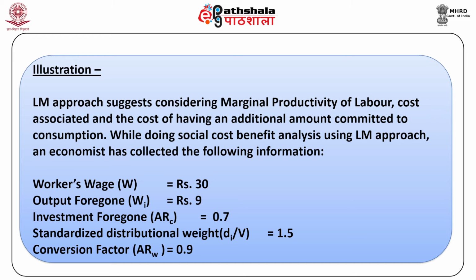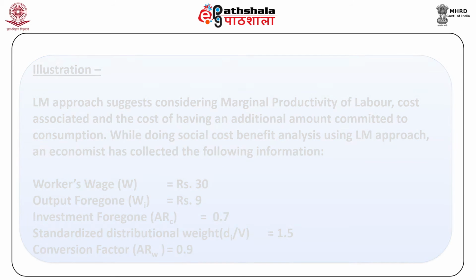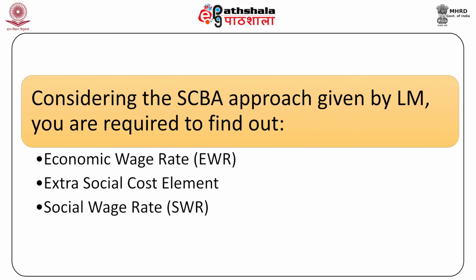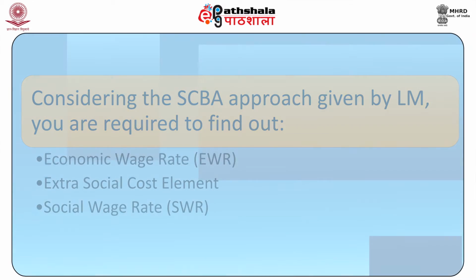Fourth is the standardized distributional weight, that is given by DI divided by V, which is given as 1.5. And fifth is the conversion factor, which is represented by ARW and is given as 0.9, translating wage measured in market prices into foreign exchange equivalent. Now, considering the SCBA approach given by LM, you are required to find out economic wage rate, that is EWR, extra social cost element, and the social wage rate, that is SWR.